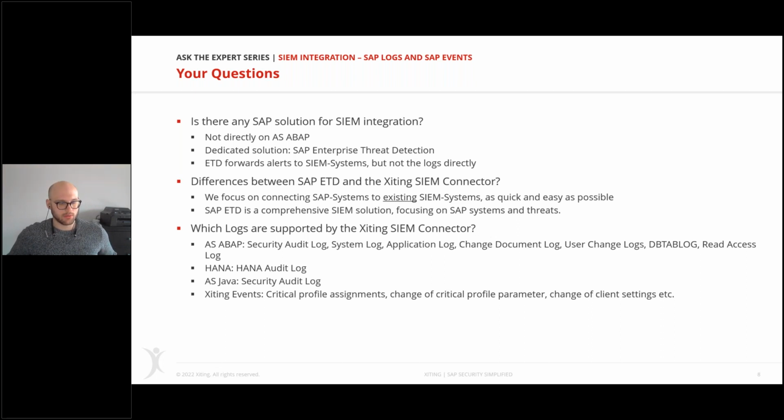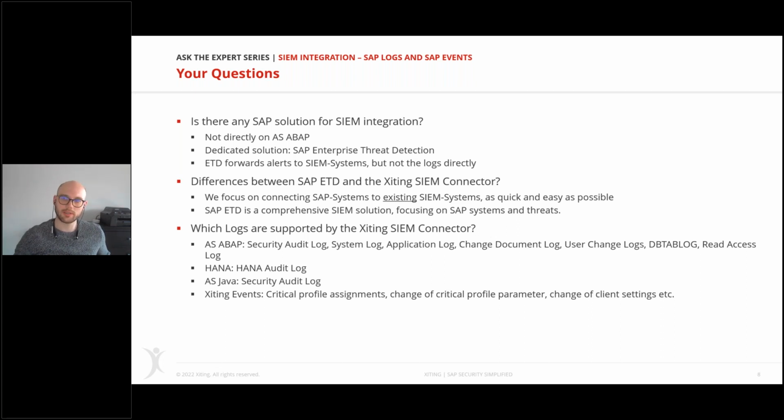So there is no, let's say, free solution which runs directly on the application server ABAP or anything like that, which you can just execute or plan in a background job and then everything is done for you. There's no such thing. There is a dedicated solution, which of course costs license fees, which is called SAP Enterprise Threat Detection.